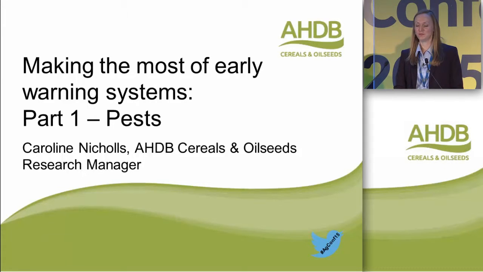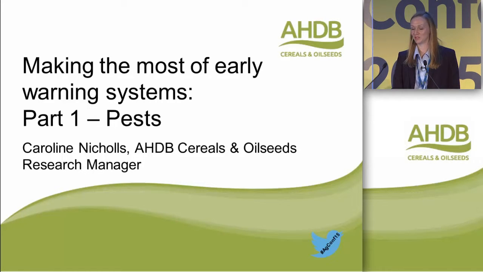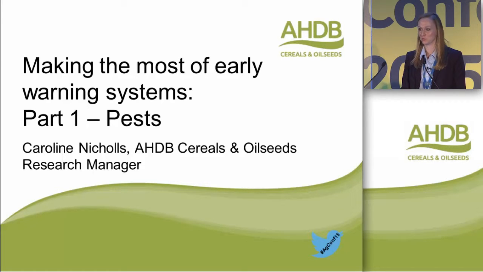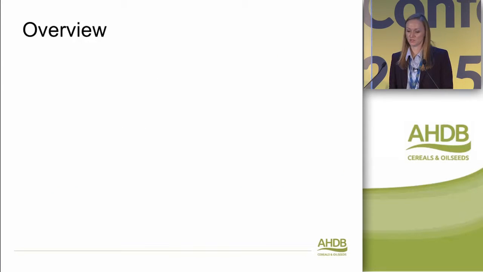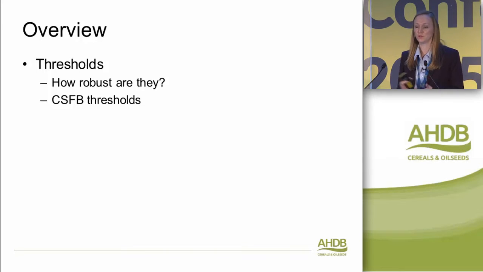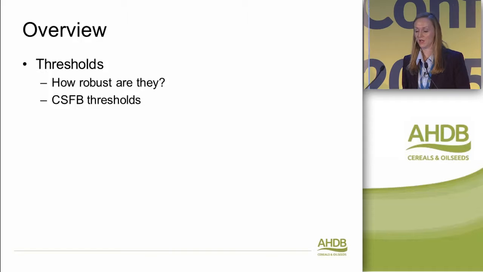So this autumn, 56 AICC agronomists covering 42 counties helped us assess damage caused by cabbage stem flea beetle. What I'm going to look at today is thresholds, and in particular the flea beetle ones, and also a few other thresholds which we're familiar with, and look at exactly how robust they are.